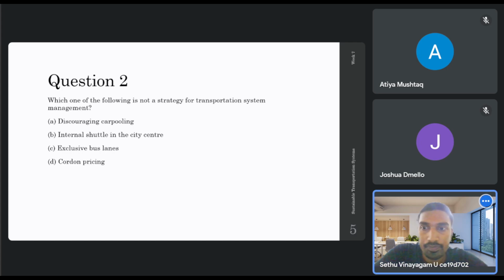Any answer? We have one more for option D, cordon pricing. Any other answers?